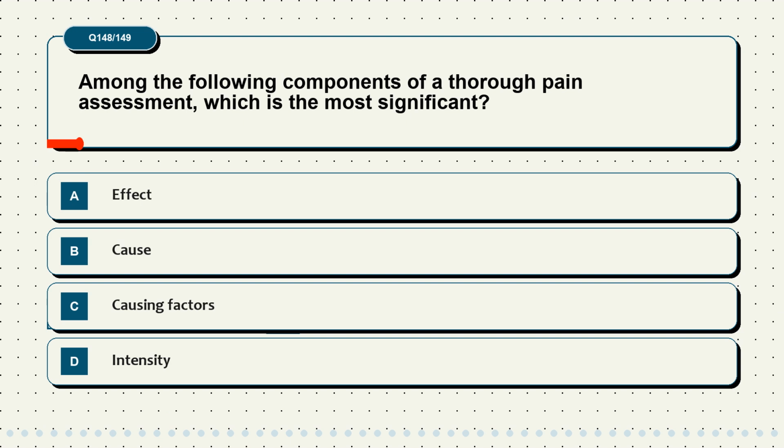Question 148. Among the following components of a thorough pain assessment, which is the most significant? Here are the options. Option A. Effect. Option B. Cause. Option C. Causing factors. Option D. Intensity.